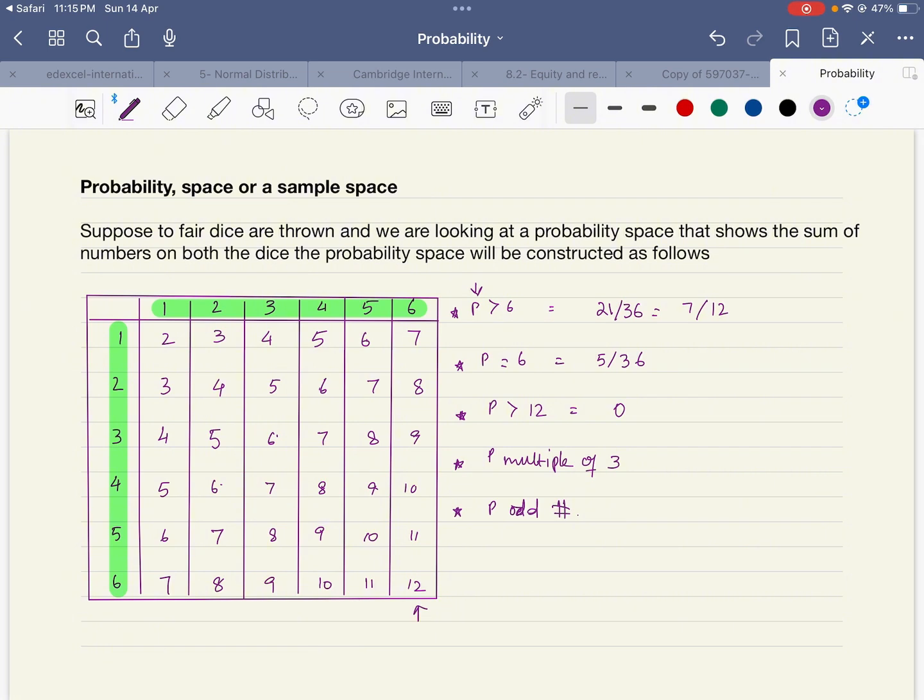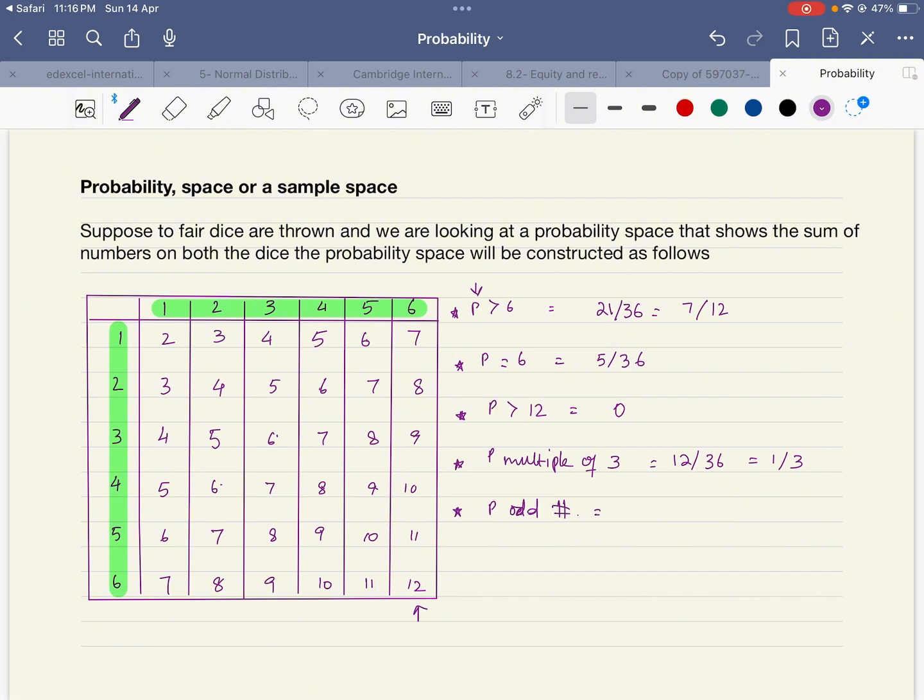Probability of the sum being a multiple of 3. So, how many numbers? 1, 2, 3, 4, 5, 6, 7, 8, 9, 10, 11 and 12. 12 out of 36, which is 1 upon 3. 12 upon 36 is equal to 1 upon 3.